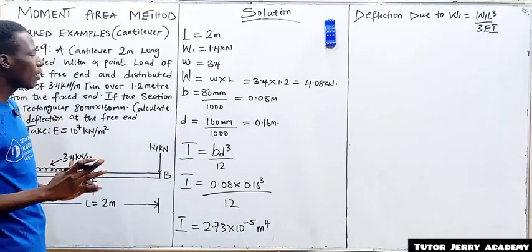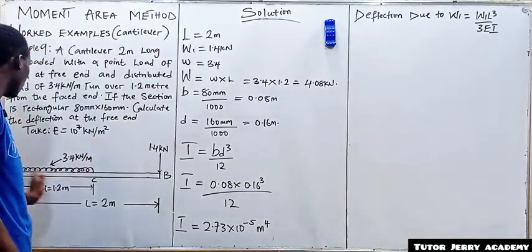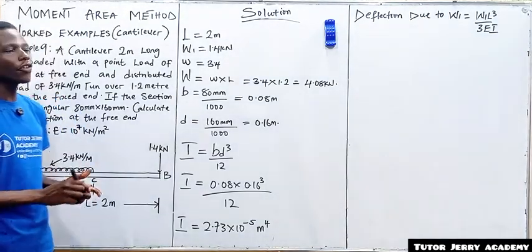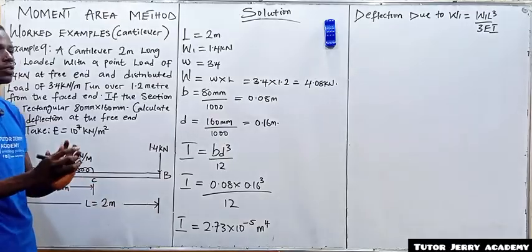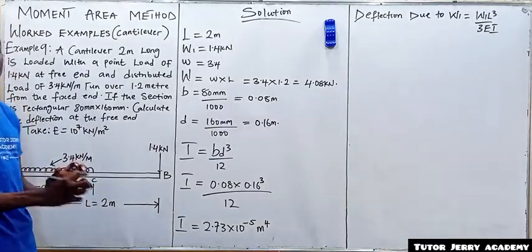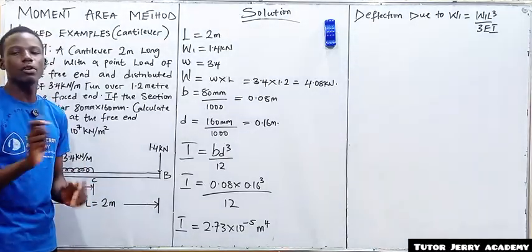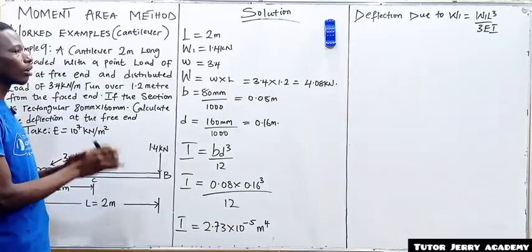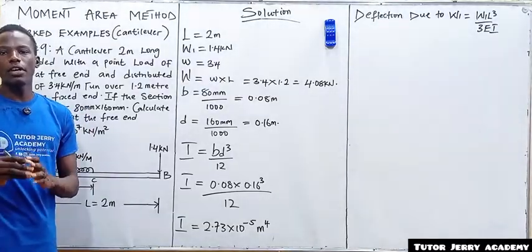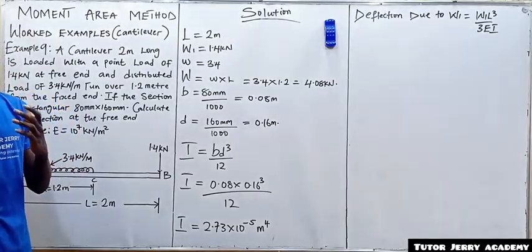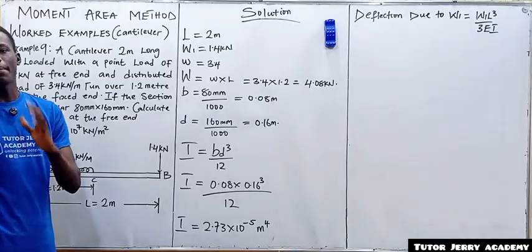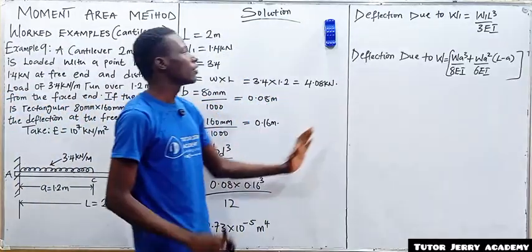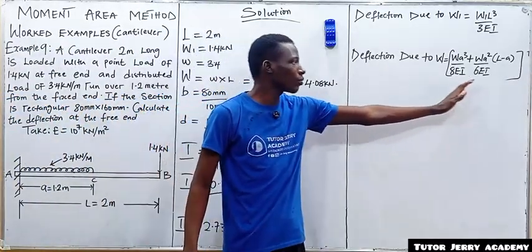All right. Now what is the deflection that this uniformly distributed load will cause? The uniformly distributed load W of a cantilever from a distance A from the fixed end will cause a maximum deflection of WA to the power of 3 all over 8 EI plus WA to the power of 2 all over 6 EI into the bracket of L minus A. All right. So deflection due to W is equals to this.